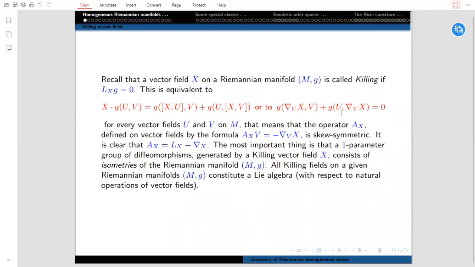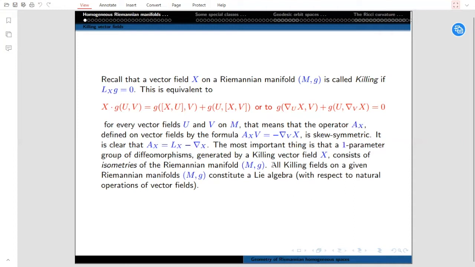Sometimes it's useful to use operator AX, which is defined by these formulas, minus nabla V of X. If you check this formula, it's easy to check that this operator is Q-symmetric. It's more or less standard things. In fact, we will use it not so often. And in any case, I will recall what we need to use.